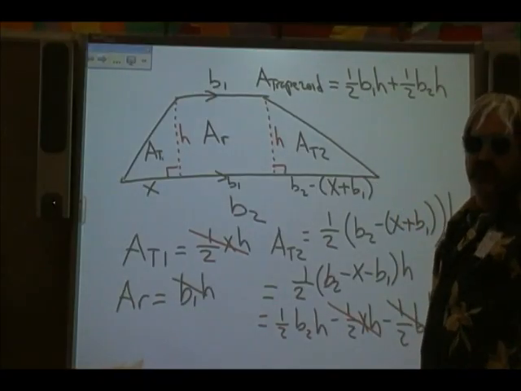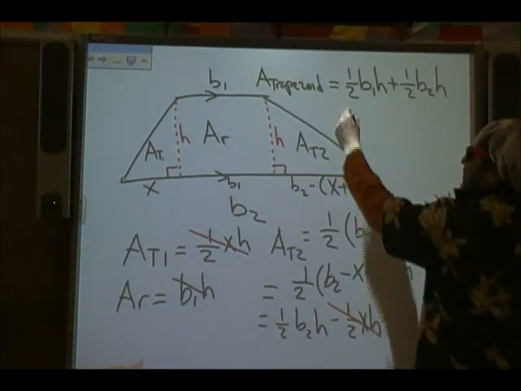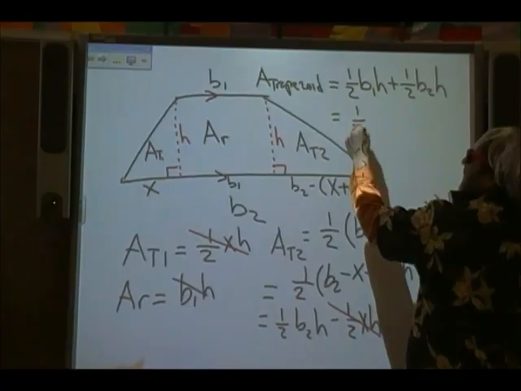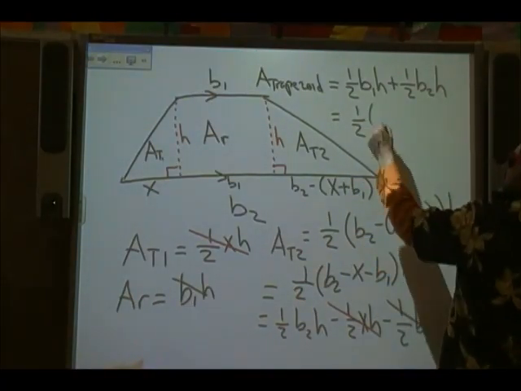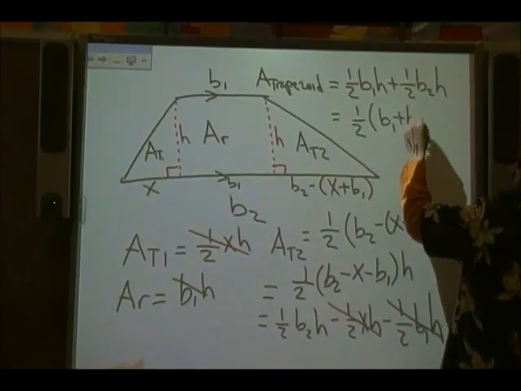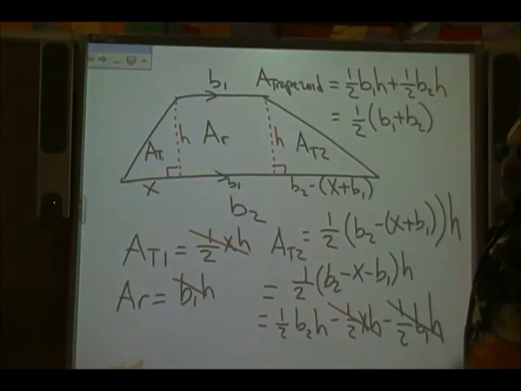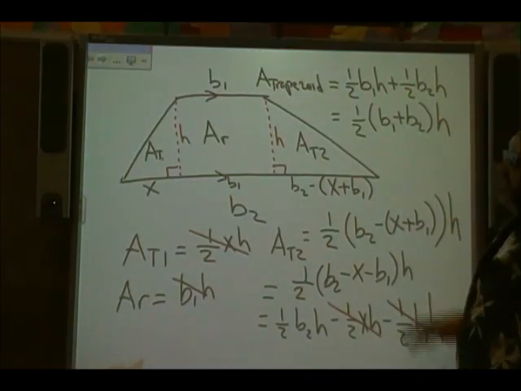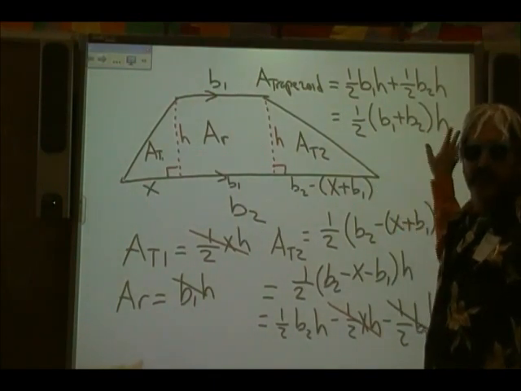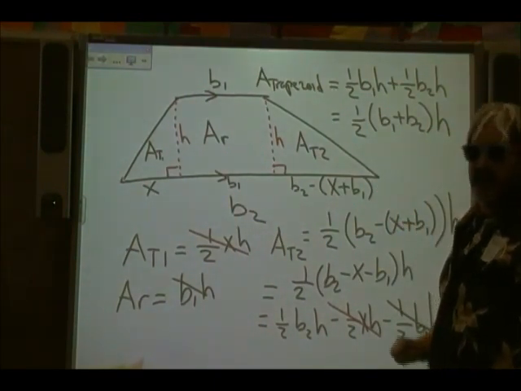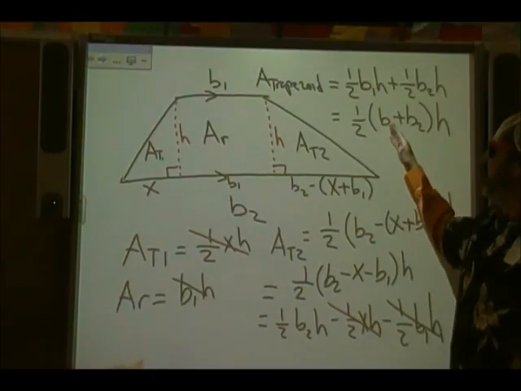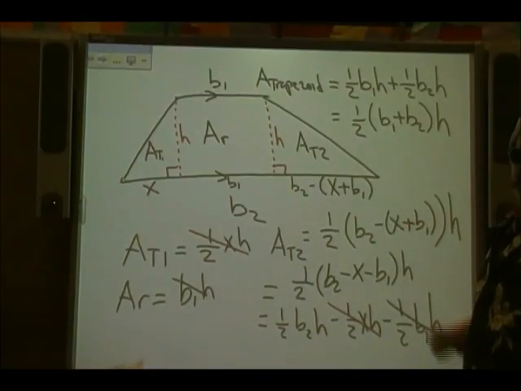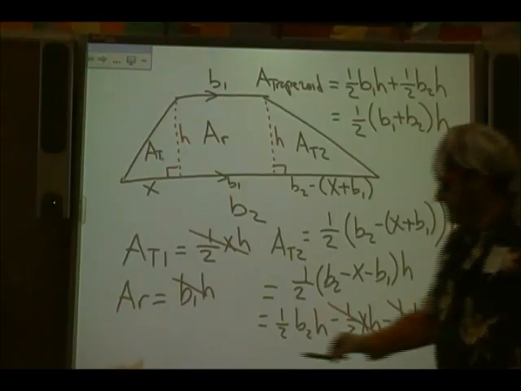All I have to do now is put it in a simplified form. I put the 1/2 here. I add the bases there, and I leave the H on the side. It kind of gives the 1/2 BH of the triangle area, and this time you're adding the bases. So it's 1/2 B1 plus B2 times H.